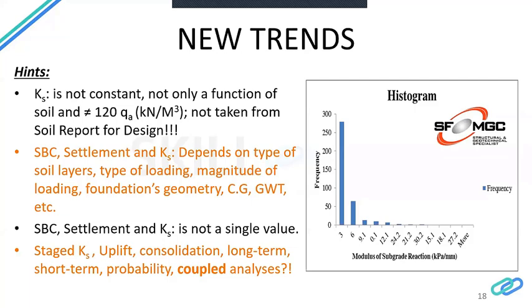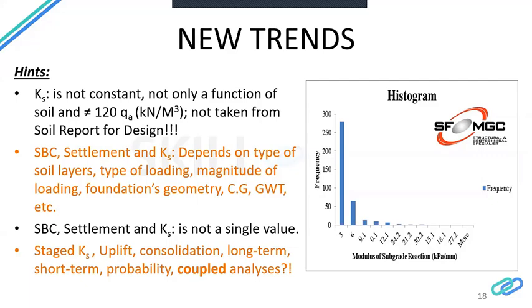However, in certain cases the modulus of subgrade reaction has no physical meaning. It will simply act as a fitting parameter. If you are familiar with regression analysis and statistical analysis, we have something called a fitting parameter. In certain cases, the modulus of subgrade reaction, or the Ks, will act only as a fitting parameter, and it has zero physical meaning.